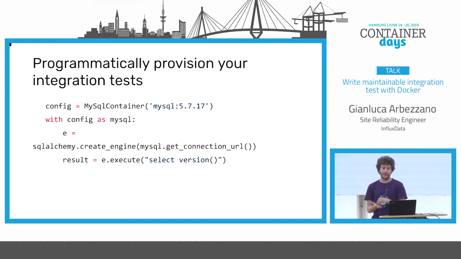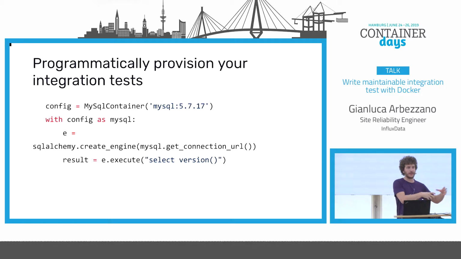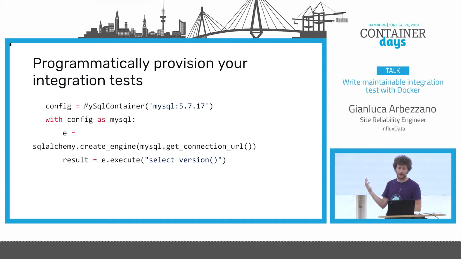So you can programmatically provision your integration tests. This is Python code. You are not going to rely on Docker Compose or an external orchestrator to get the containers for the tests you are running, but you are able to spin up your containers from the test itself. All the tests will spin up the containers they need, and they will tear them down at the end of the test. So every test will have its own set of dependencies ready to be used. In this example, I'm creating the MySQL container from the image MySQL 5.7.17, and I'm executing a SQL query.